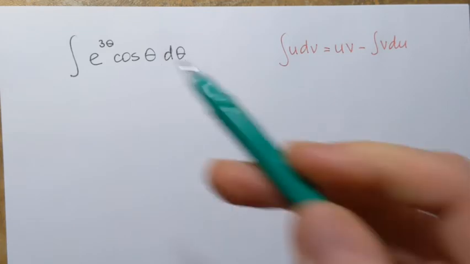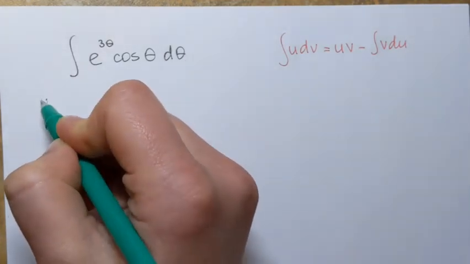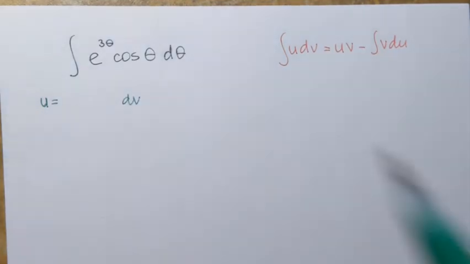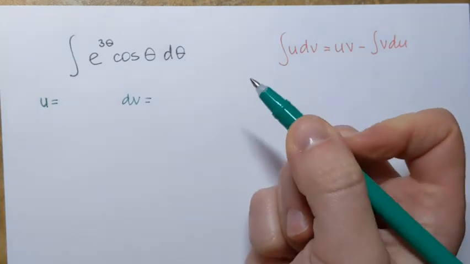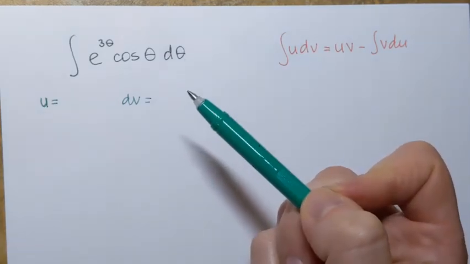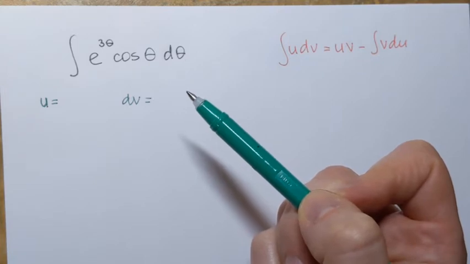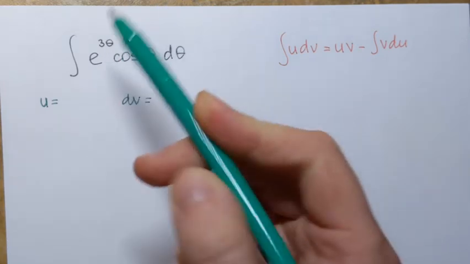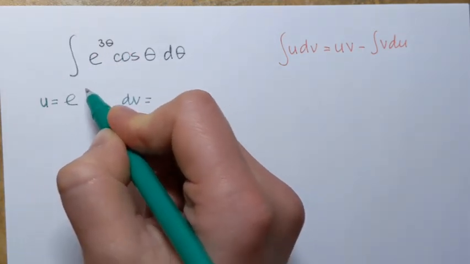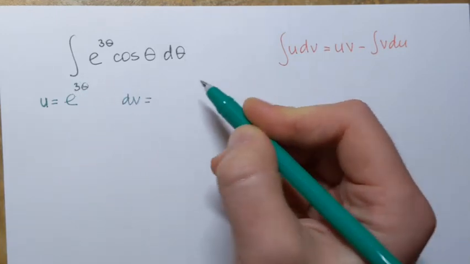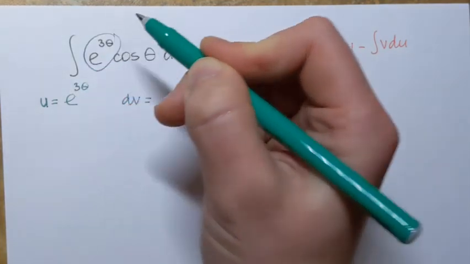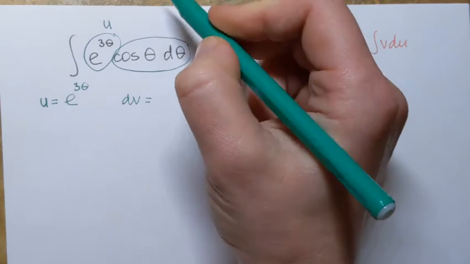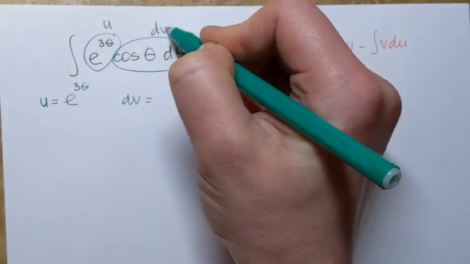Okay, so we need to decide what's going to be u, and what's going to be dv for this example. Well, let's try. Remember, it's worth just trying something and seeing if it's going to work or not. Let's assign e to the power 3 theta to u, so u equals e to the power 3 theta, and then dv has to be cosine theta d theta.